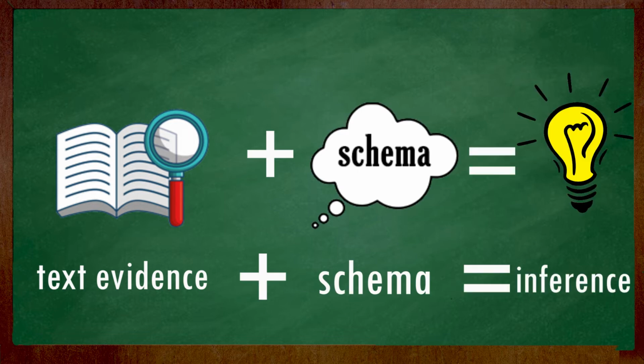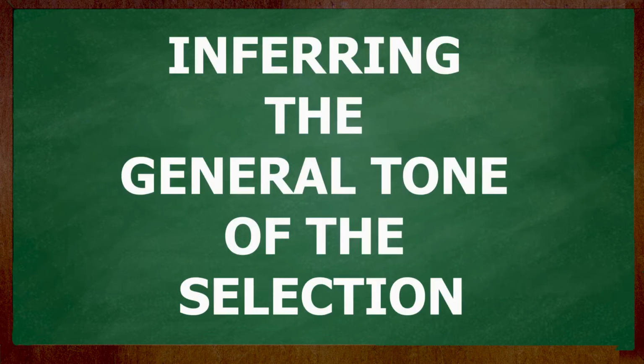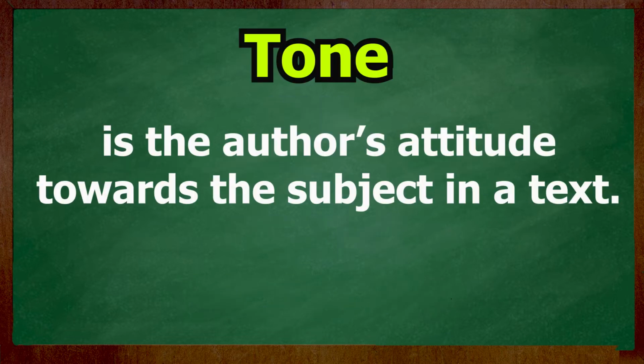Today's lesson will be a little bit different as the new topic will focus on inferring the general tone of the selection. Tone is the author's attitude towards the subject in a text. Tone is also not stated directly. We must read between the lines to see the author's attitude on the subject.